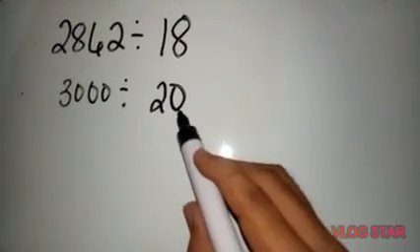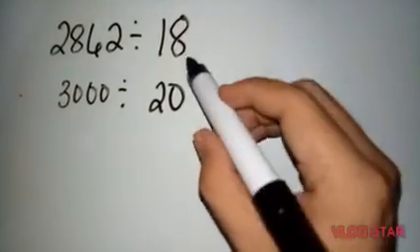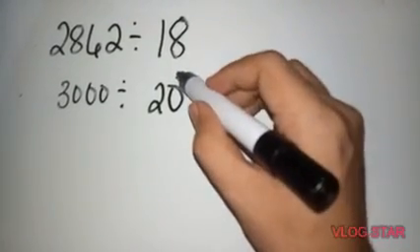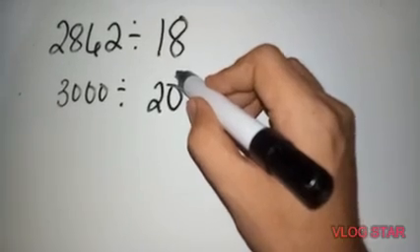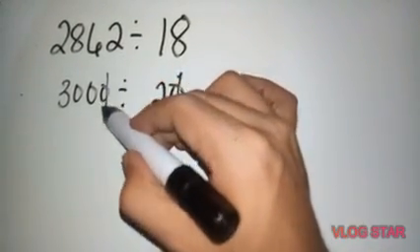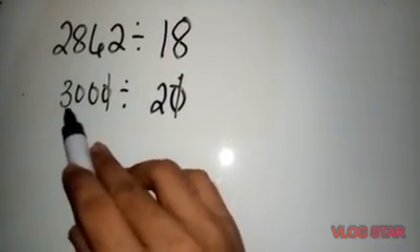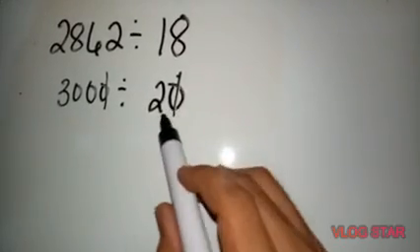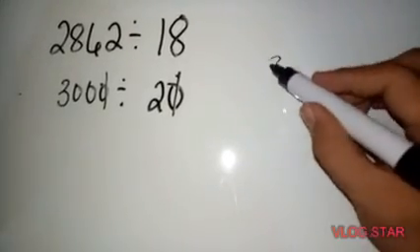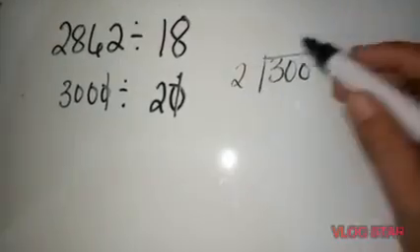3,000 divided by 20. The first thing that we need to do is cancel the zeros. If there is one zero from the divisor, cancel that and cancel one zero as well in the dividend. So we have 300 divided by 2.